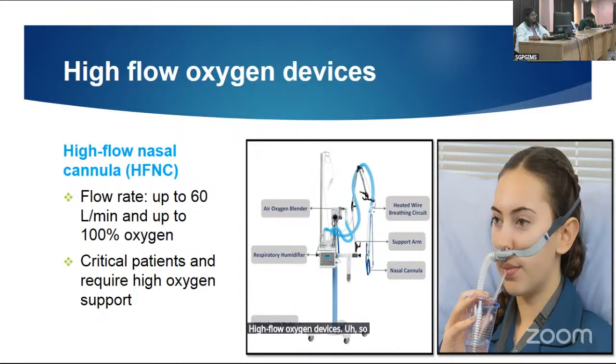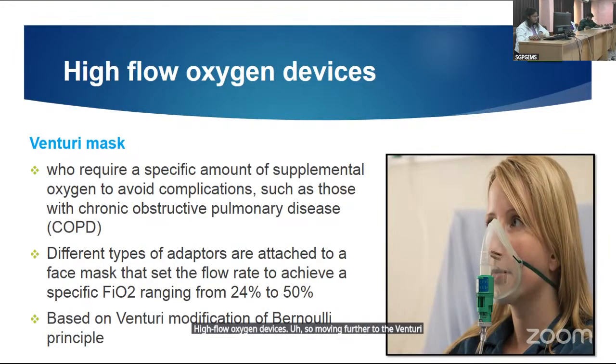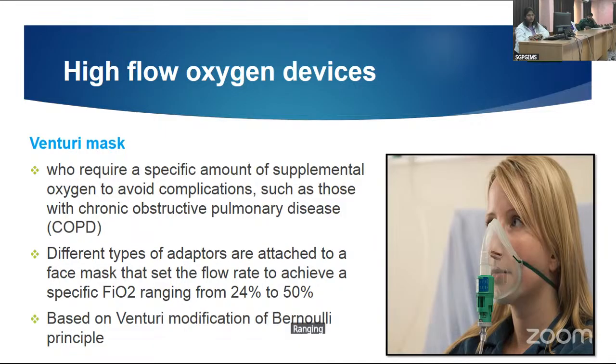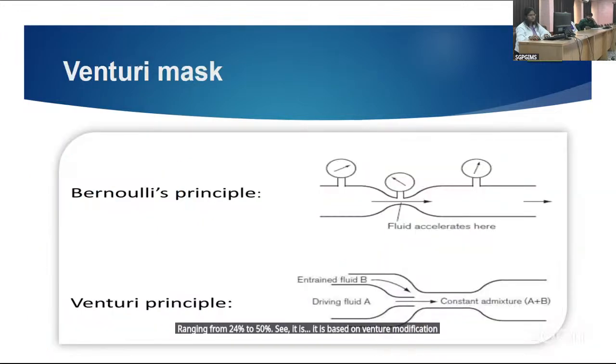So moving further to the Venturi mask. Venturi mask is used in those patients who require a specific amount of supplemental oxygen to avoid complications, like COPD patients. Different types of adapters are attached to a face mask that set the flow rate to achieve a specified FiO2, ranging from 24% to 50%. See, it is based on the Venturi modification of Bernoulli's principle.